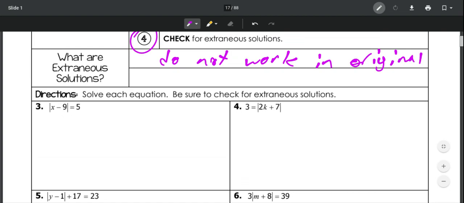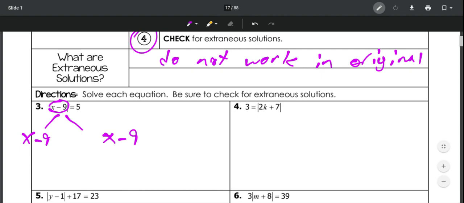Okay. So for 3, we have the absolute value of x minus 9 equals 5. Our first step is to isolate the absolute value sign. Now, there's nothing being added or subtracted to this absolute value sign, so we're good on that. Now it says create 2 cases. We want to create both of our cases, so we're taking the inside, the x minus 9, for both of these.